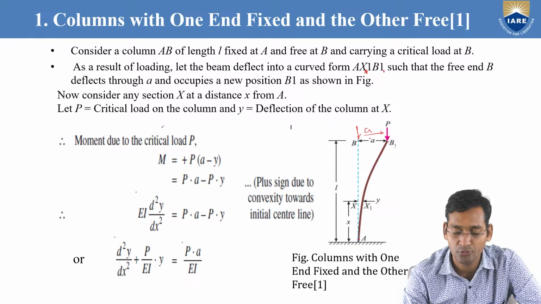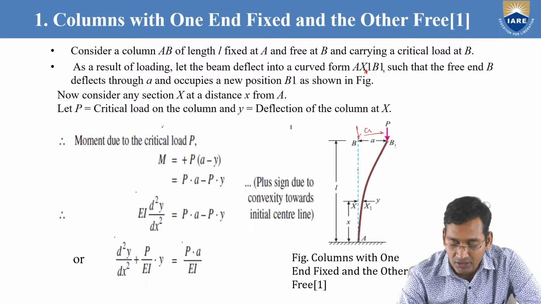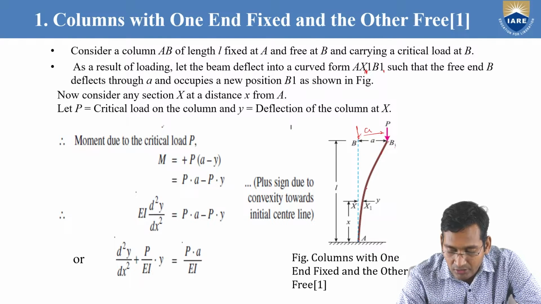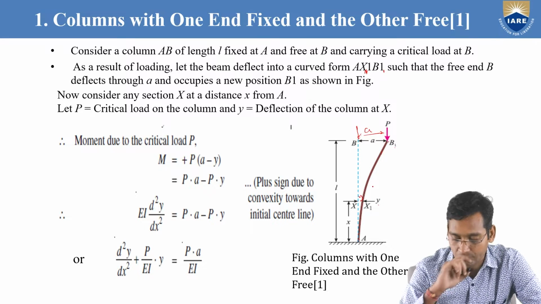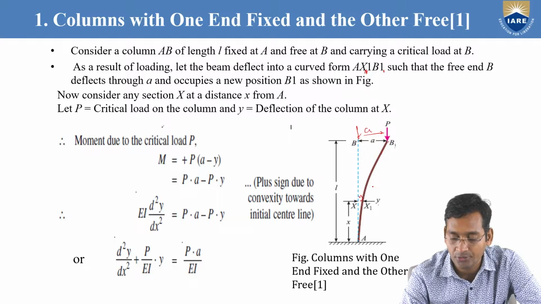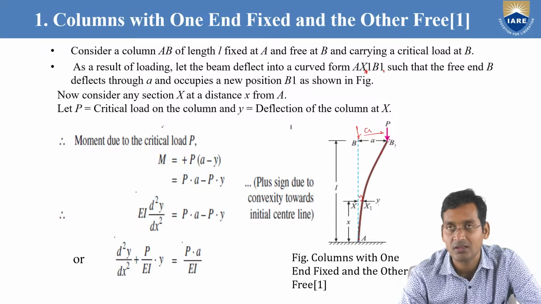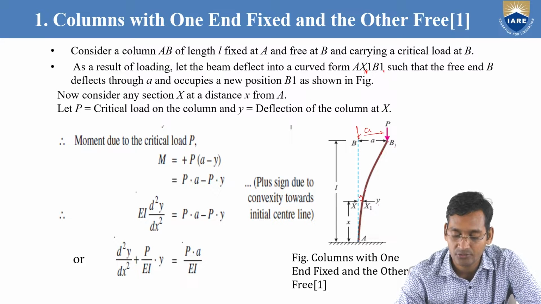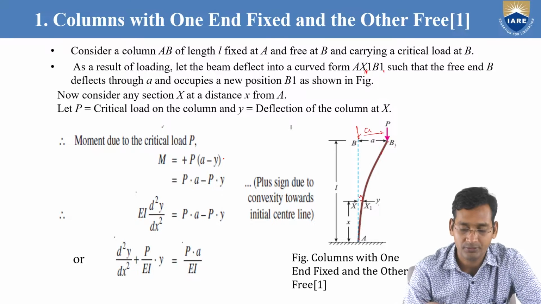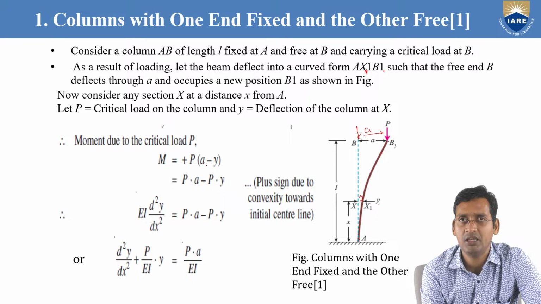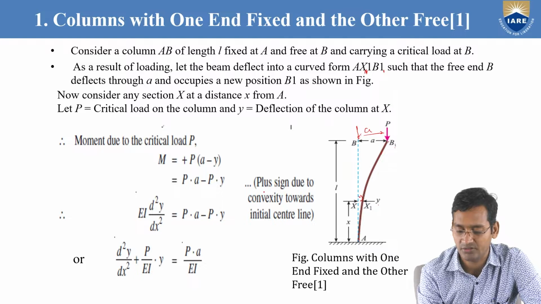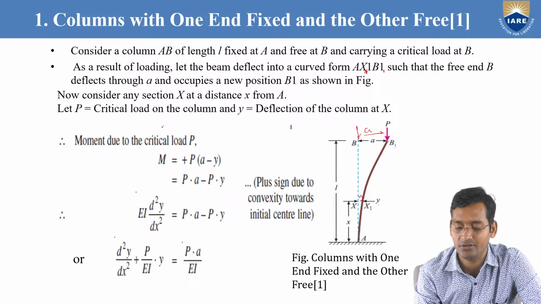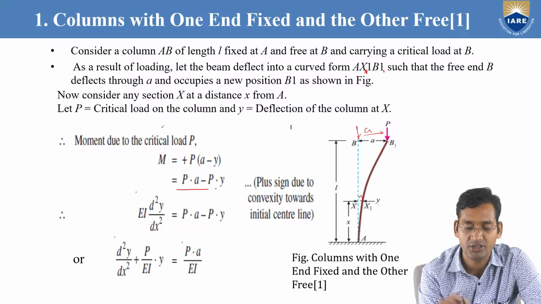Okay, so now we have to find the moment. Here the moment arm is a minus y, where a is the deflection at the free end and y is the deflection at the section. Since this is convex outward, the moment is positive. So it is plus P into (a minus y). Just multiply: Pa minus Py. The plus sign is due to convexity towards the initial center line. So now this is the moment equation.